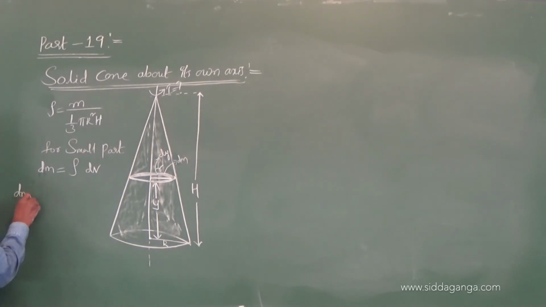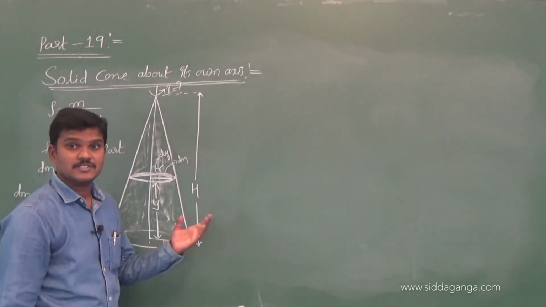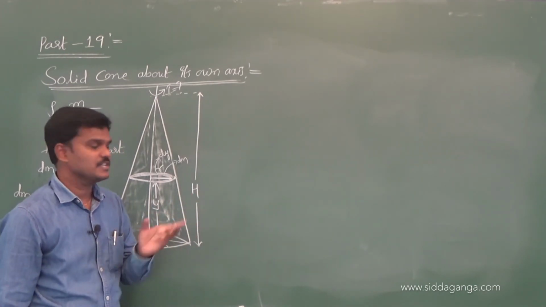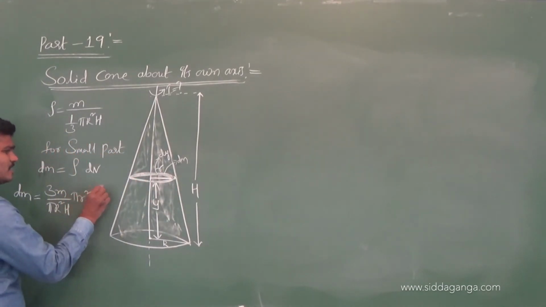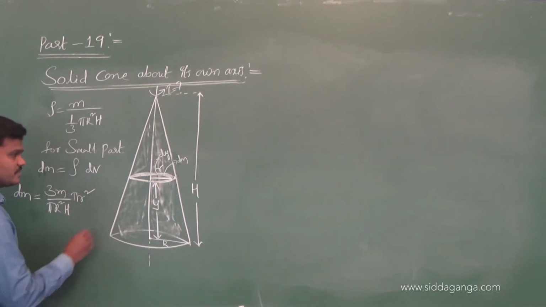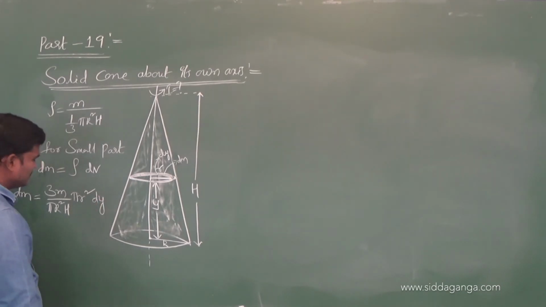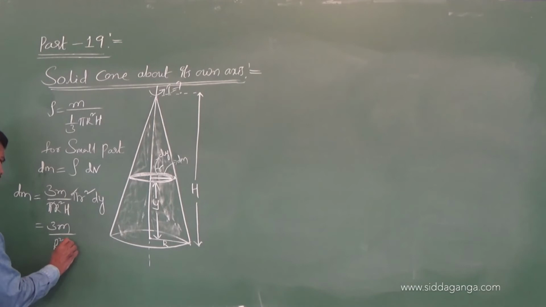What is rho? Rho is 3m by pi r square h. dv is the volume of the disc, because the disc has some thickness, that's why I am finding volume. Otherwise you would get only area if it had negligible thickness. The volume of the disc is pi r square, where small r is the radius, into dy. Pi gets cancelled, so we get 3m by r square.